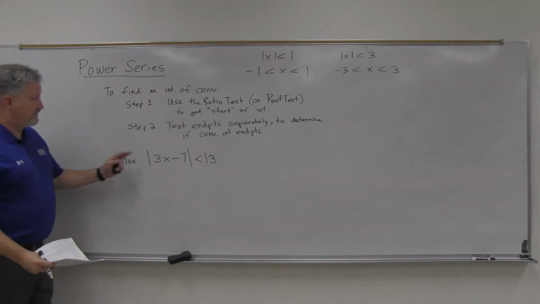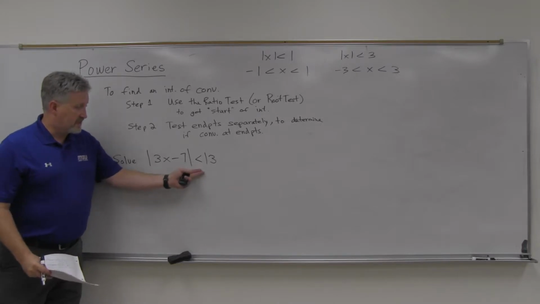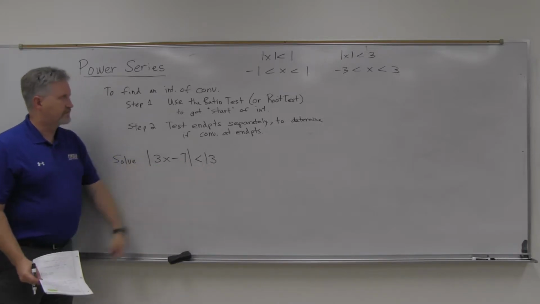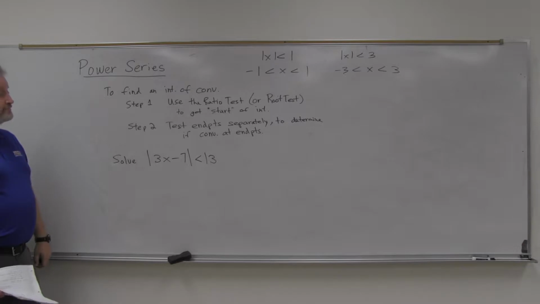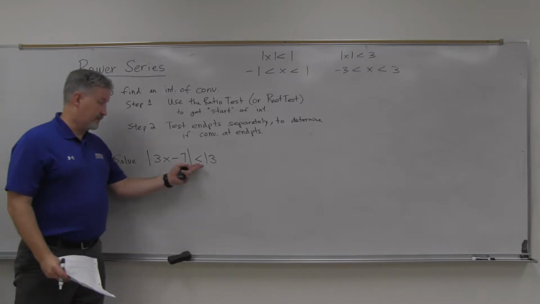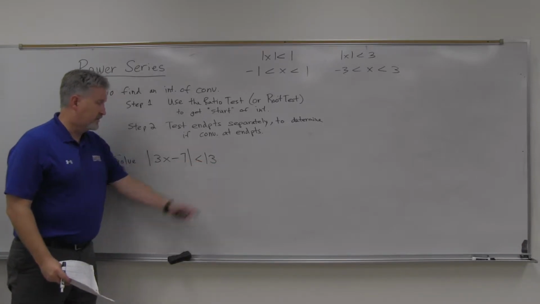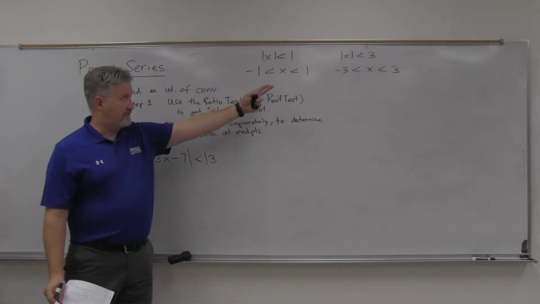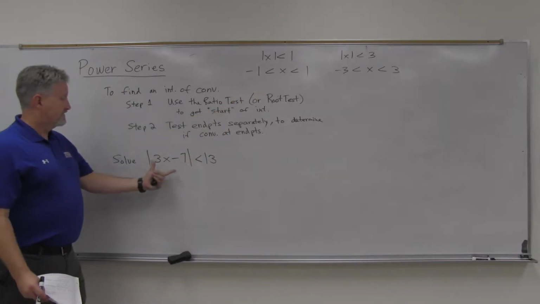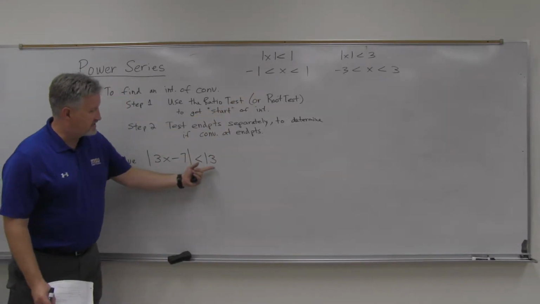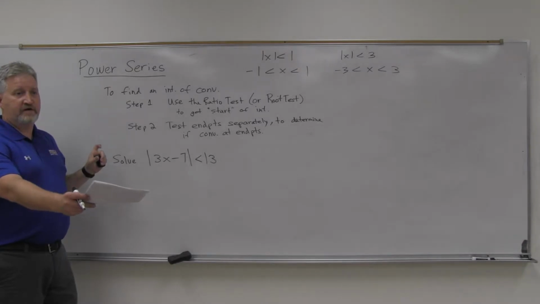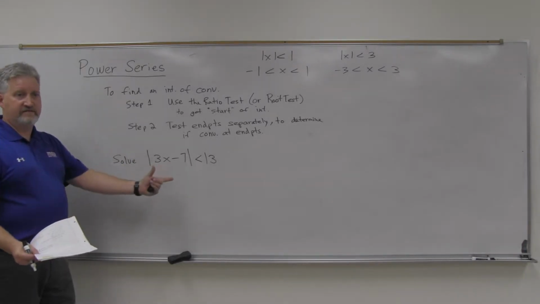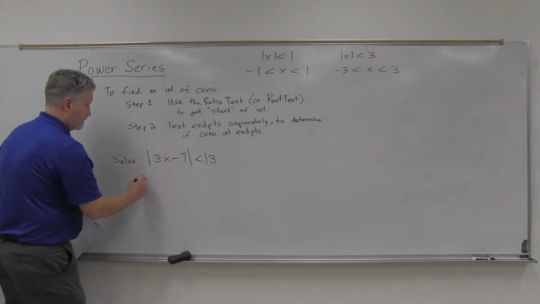So what if I have the absolute value of 3x minus 7 is less than 13? I wrote equals before, but really what we'll come across are these, where you have the absolute value is less than a number. Well, judging by what we just said, I'm going to put 3x minus 7 between -13 and +13. That's how you would solve that.